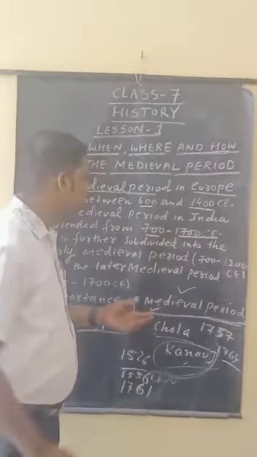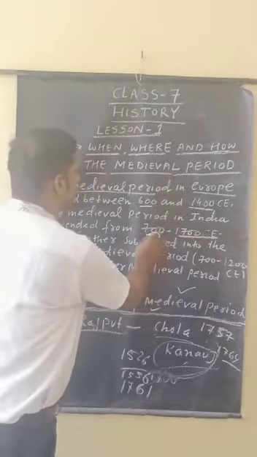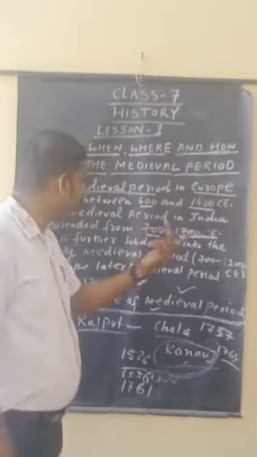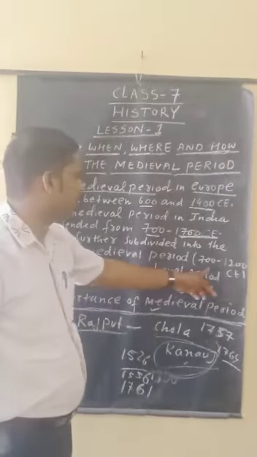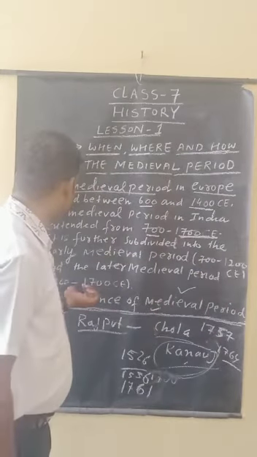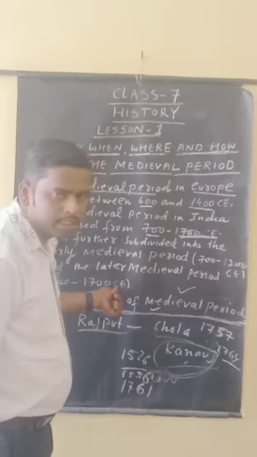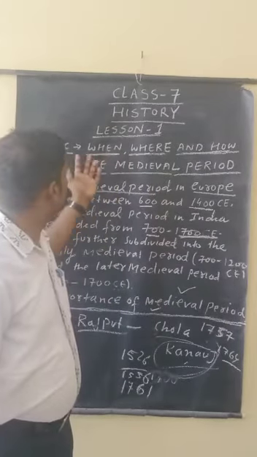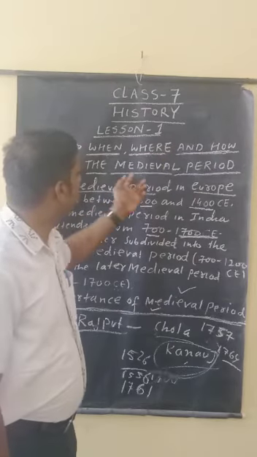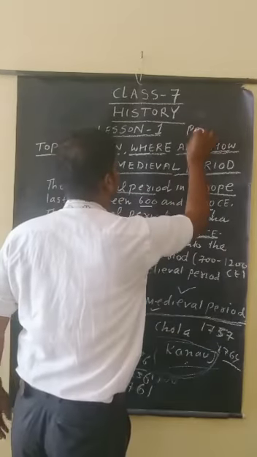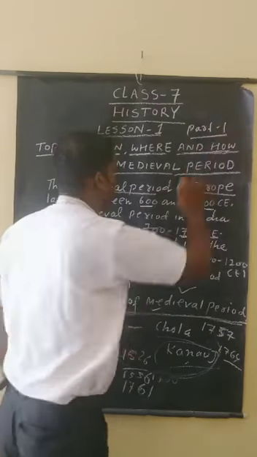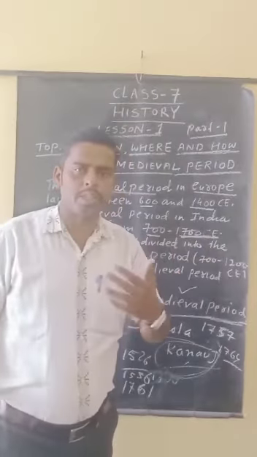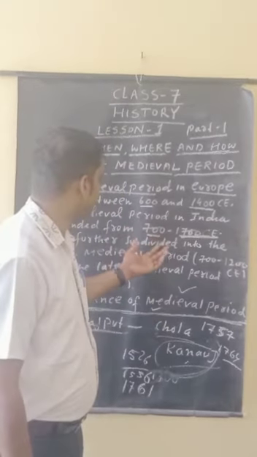So in India, the medieval period lasted from 700 to 1700 CE, and it is divided into two parts: early and later. Early is considered from 700 to 1200 CE, and the later from 1200 to 1700 CE. CE means Common Era. This chapter, lesson 1, is about when, where and how. This is the medieval period, and this is only part 1 of today's video. This chapter is very lengthy, so I take short times and slowly progress to the other points.